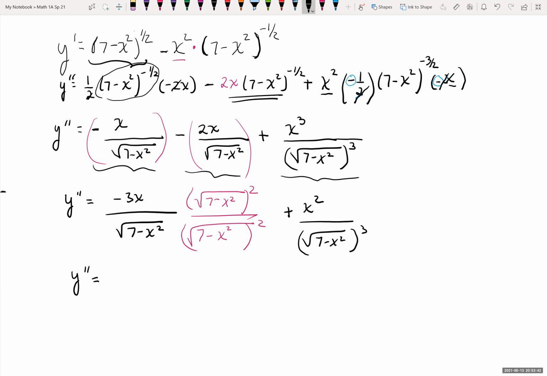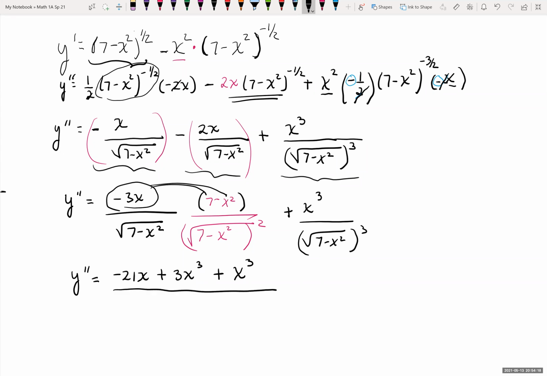Well, squaring the square root just leaves me the radical. So if I just rewrote that piece, it just gives me the radicand. And let's distribute this negative 3x. So negative 3x times 7 is negative 21x. Negative 3x times negative x squared, that's plus 3x cubed. And be careful because I didn't bring down the cube here. The square, that's a cube. Plus this 1x cubed all over our LCD of 7 minus x squared all underneath the radical, and that whole quantity is cubed.